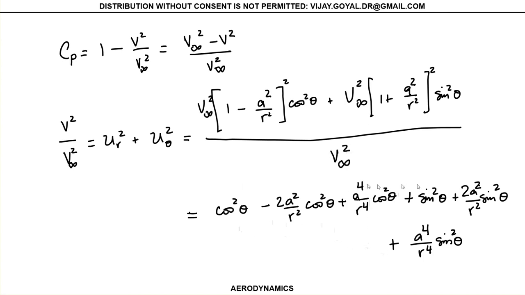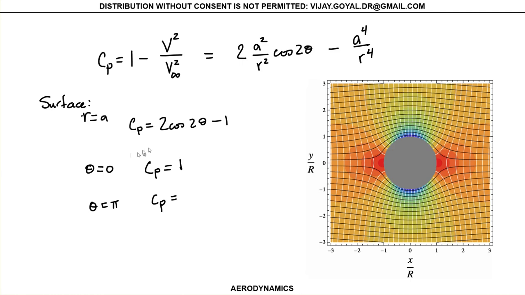You can see that this term becomes 1. These two terms, and these two terms, can be combined. If you do a little bit of simplification, you can show that the end result of your Cp is equal to this. These are some nice results that you're going to get.